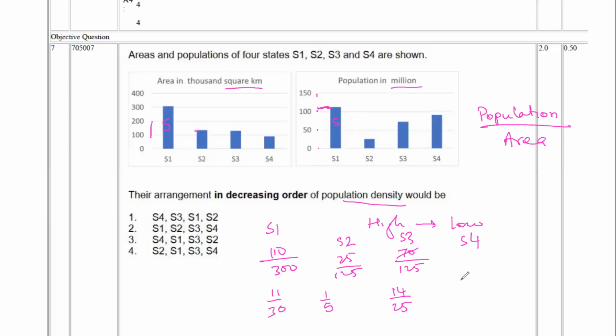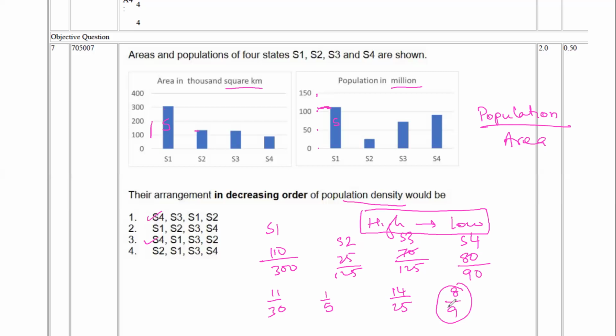And then S4, I'll take it as almost 80. So 80 million upon slightly less than 100. So I'll take it as 90. So 8 by 9. So clearly I can see if I were to go from high to low, this ratio is the highest. So I'll have S4 first. Yeah. So these two are coming in picture.